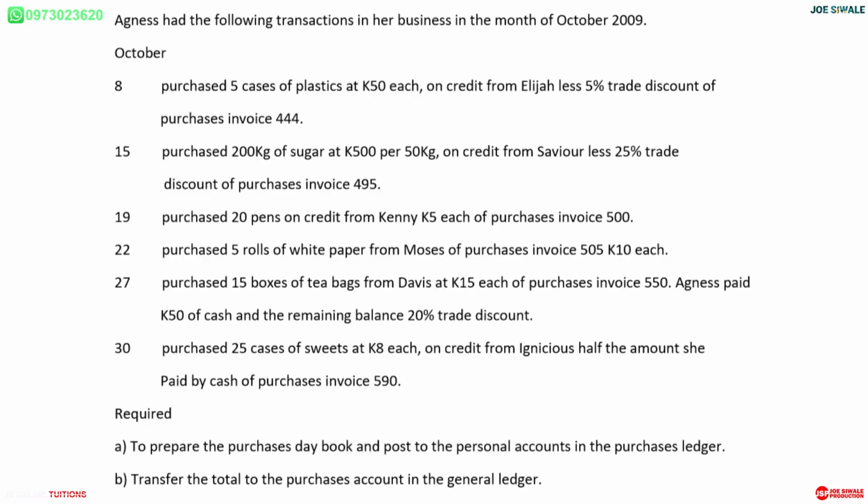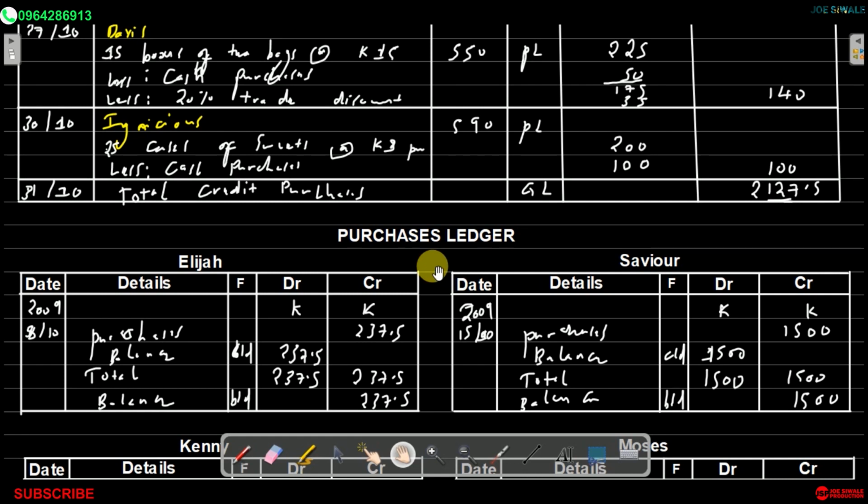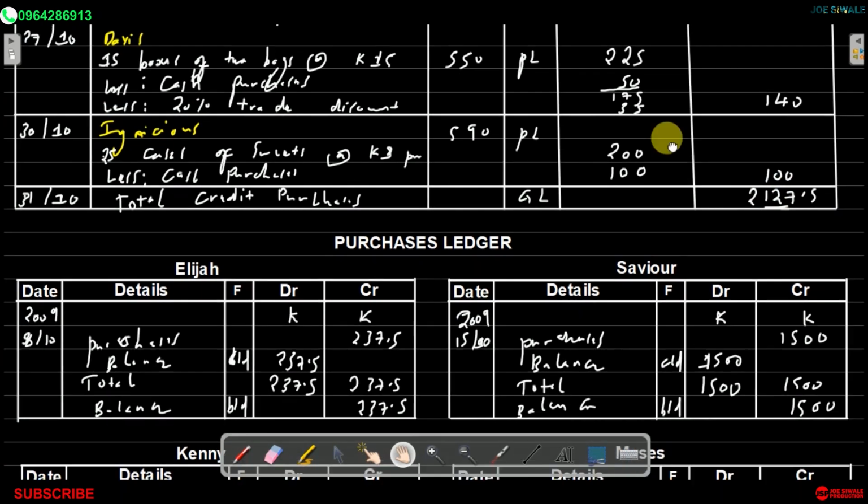Let us look at question B. Question B reads, transfer the total to the purchases account in the general ledger. So before we can write down the purchases account in the general ledger, let us identify the total credit purchases. So our total credit purchases that we had recorded in the purchases book is 2,127.5. So we know that we have to record that in the purchases account in the general ledger. So let us do that.